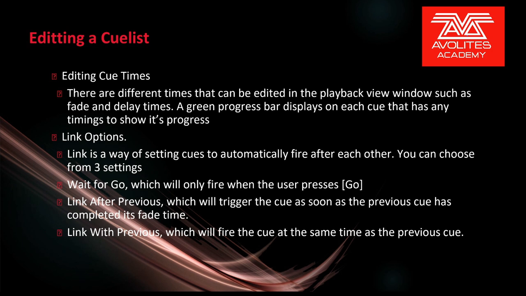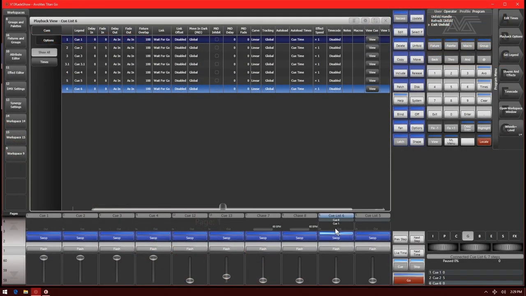Let's talk about some more editing. Cuelist times, or different times, can be edited in the playback view window, such as fade and delay times. The screen progress bar will display on each cue that has a fade. So let's actually go ahead and bring up our Cuelist view and go through it. We'll swap back over to our mobile display.